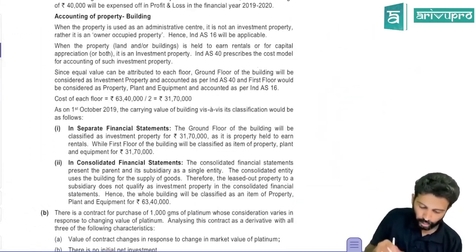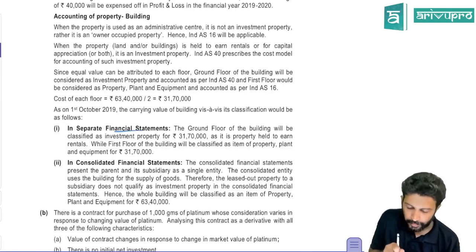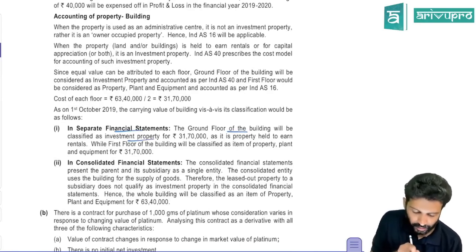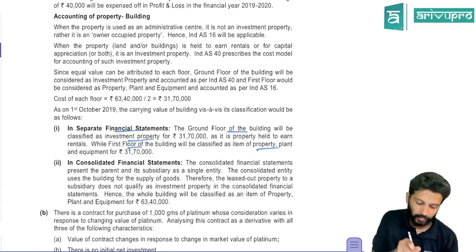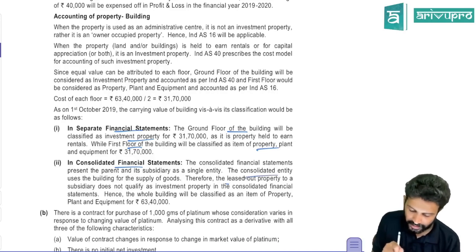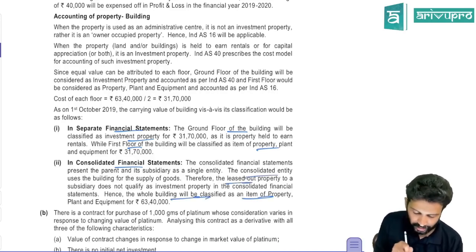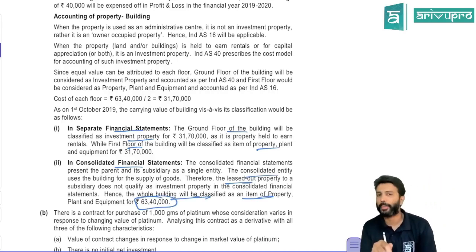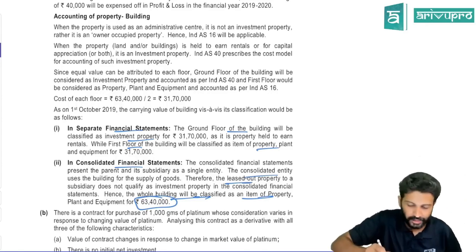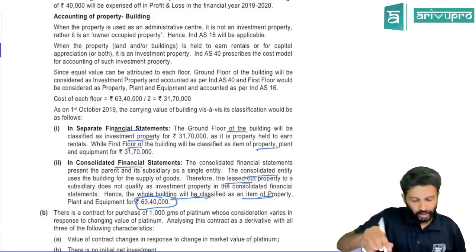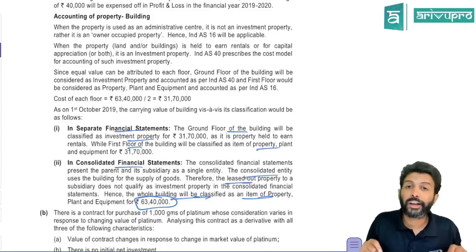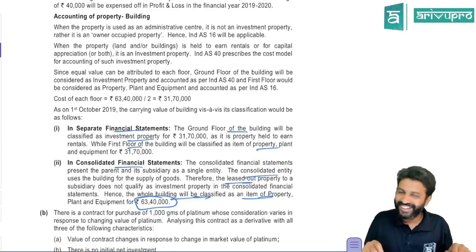Okay, that's the conclusion they've finally given here. In the separate financial statement, the ground floor will be classified as IP and the first floor will be classified as property, plant and equipment. However, in CFS, the whole building will be classified as PPE itself, meaning it will be classified as owner occupied property itself, and IND AS 16 only will apply. Okay, good question. All right, so yeah, this is some of the questions relating to investment property. Thank you.